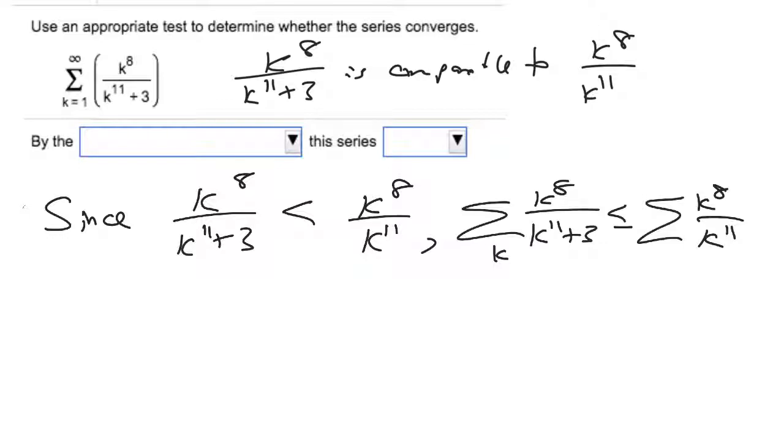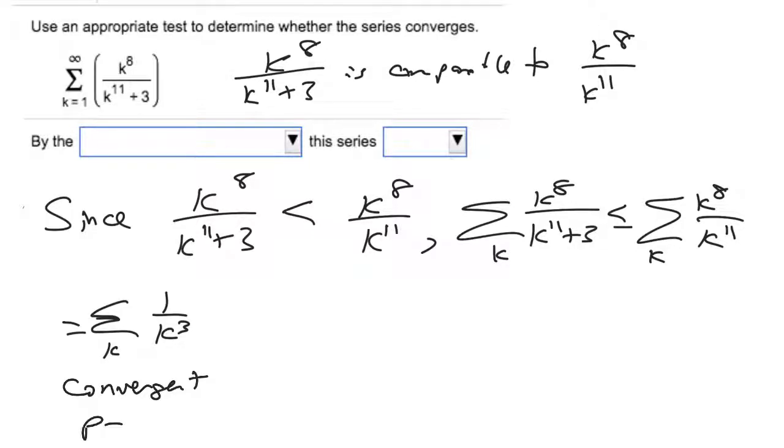And of course, the real advantage is that this new expression on the right is actually equal to the series 1 over k cubed. And that's just by simplifying these powers of k. K to the 8th over k to the 11th is equal to 1 over k cubed. And this is a convergent p-series. So that's a p-series where the p is equal to 3.